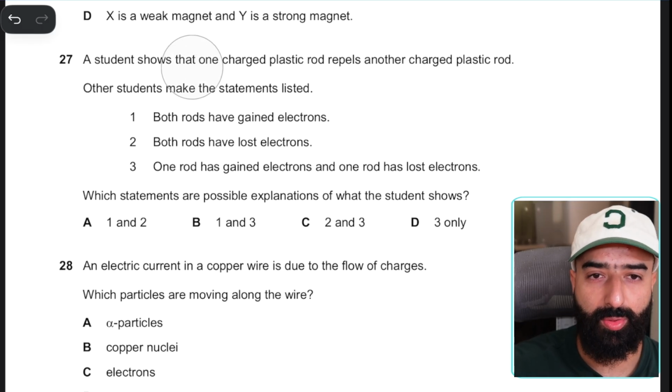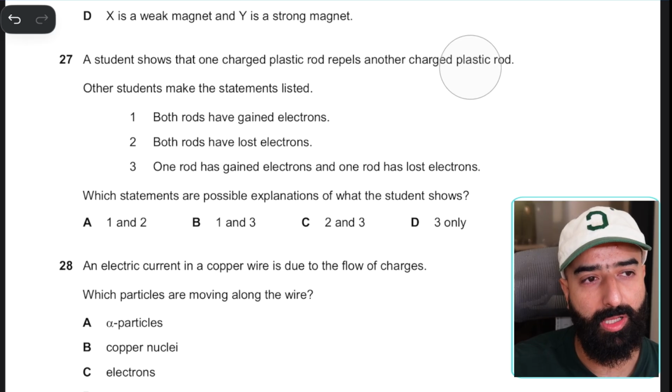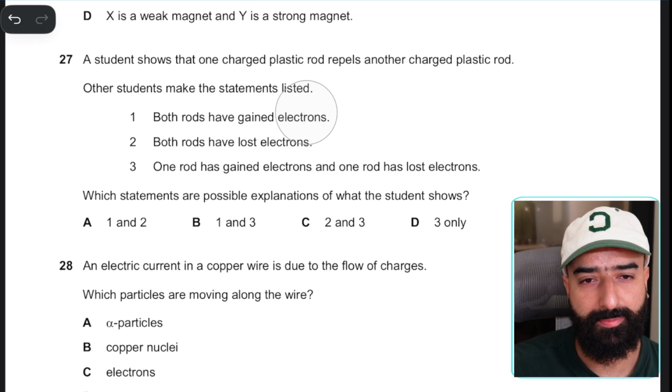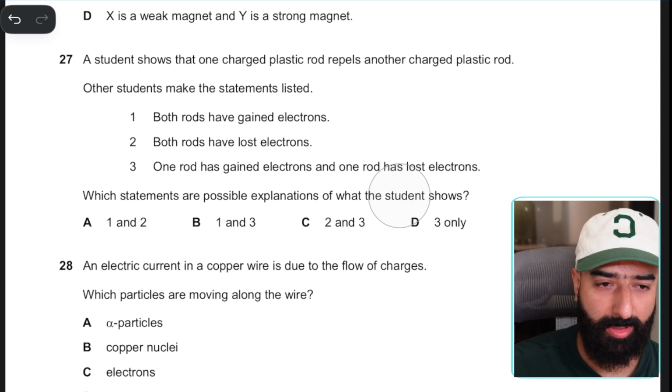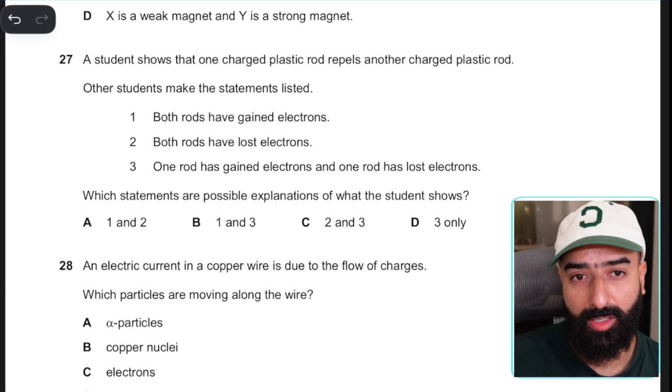A student shows that one charged plastic rod repels another charged plastic rod. Other students make the statements: 1, both rods have gained electrons. 2, both rods have lost electrons. 3, one rod has gained and one has lost. Which statements are possible explanations of what the student shows?